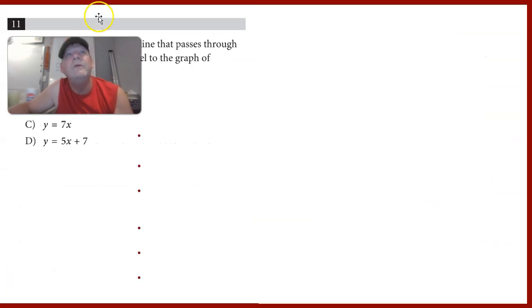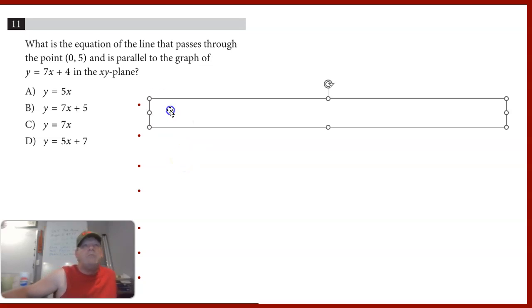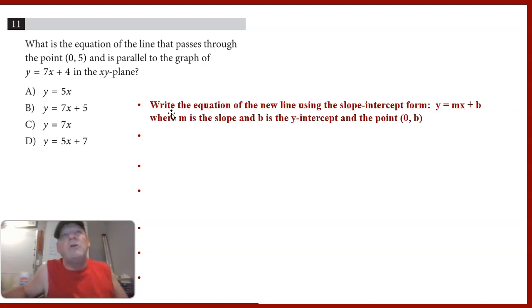So in the next one, it says, what's the equation of the line that passes through the point 0, 5 and is parallel to the graph of y equals 7x plus 4 in the xy plane? If you paid attention in your algebra class, you probably would automatically know the answer. But I'll go through this step by step, and then I'll show you what that shortcut would have been.